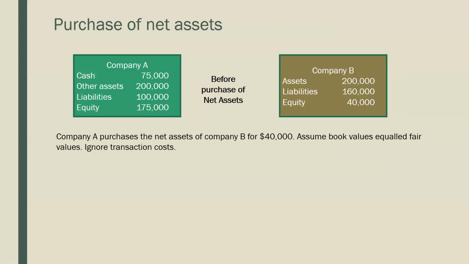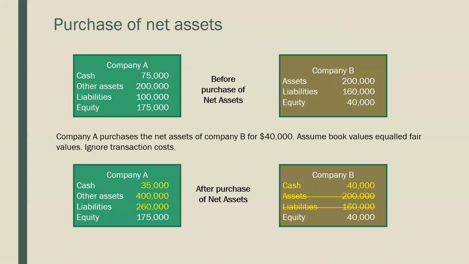Company A buys the net assets of company B. So the purchase of net assets means company A has actually acquired all of the assets and has taken over all of the liabilities belonging to company B. So the assets and the liabilities for company B are taken over by company A.